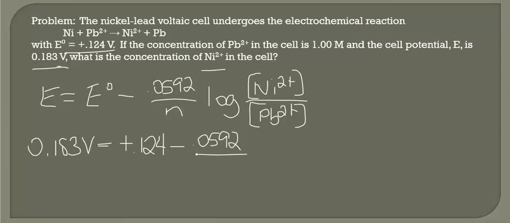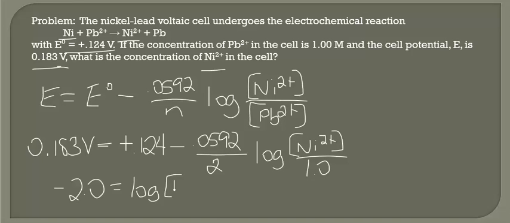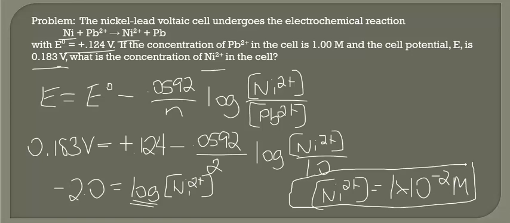N, the number of moles of electrons. Well, we're going from nickel to Ni2+, and so that is going to require 2 moles of electrons times the log of nickel, which is what we're looking for, over lead. Concentration of lead is 1. This will simplify to negative 2.0 equals the log of Ni2+. To get rid of log, use the 10 to the x function on your calculator. That will get rid of log. So when I take 10 to the negative 2.0, I get the concentration of nickel equal to 10 to the negative 2 molar.